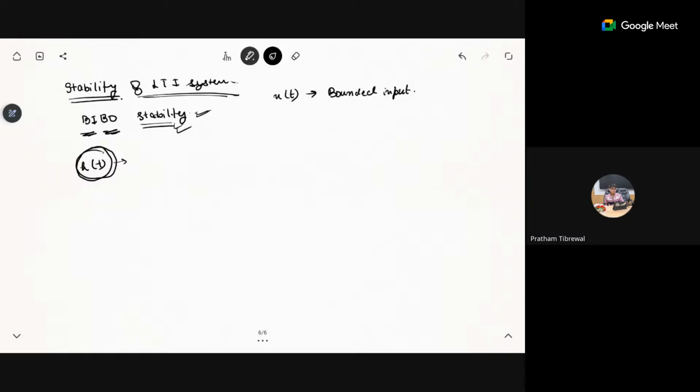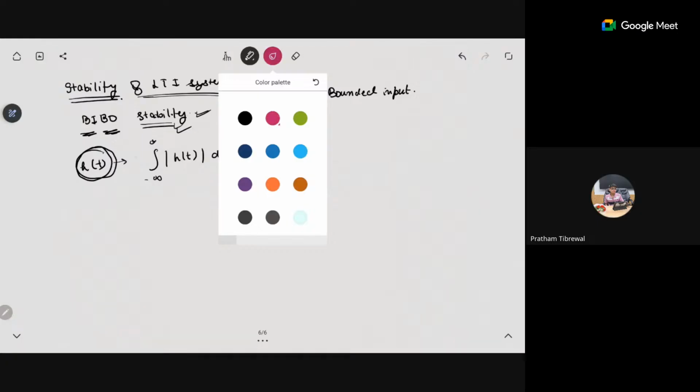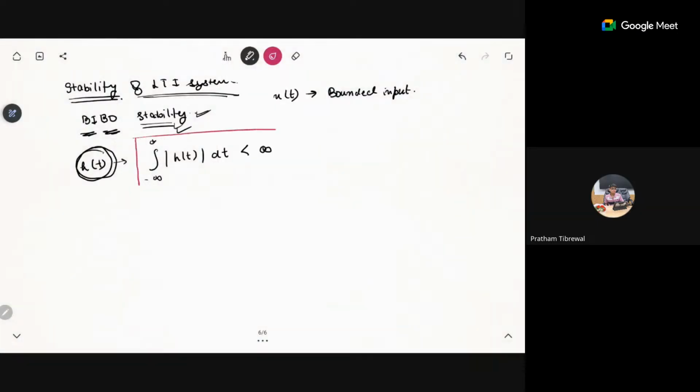It should not diverge at infinity. It should converge. The function should converge. Yes, so you're partially correct. When you integrate the mod of h(t) from minus infinity to infinity, dt, it should be less than infinity. Means when you integrate your impulse response, it should have a finite value, not an infinite value.